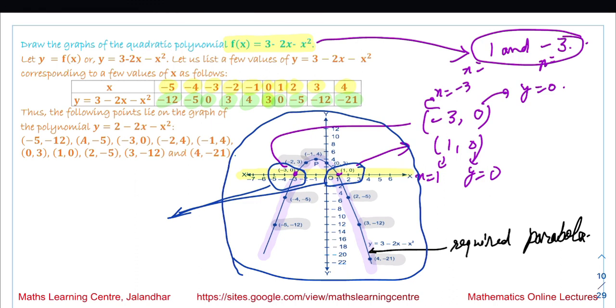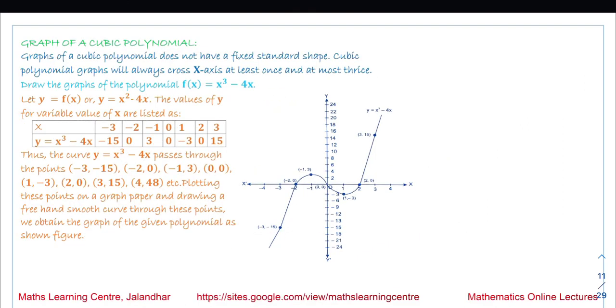Next is the graph of a cubic polynomial. The graph of a cubic polynomial does not have a fixed standard shape, just like the previous two cases: the linear polynomial is a straight line, and the quadratic polynomial, if it has real roots, is a parabola that intersects the x-axis. Now we are talking about the cubic polynomial. There is no fixed name or fixed shape for the graph of these polynomials.